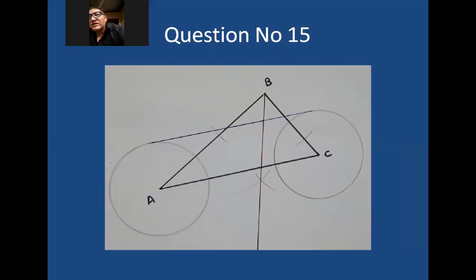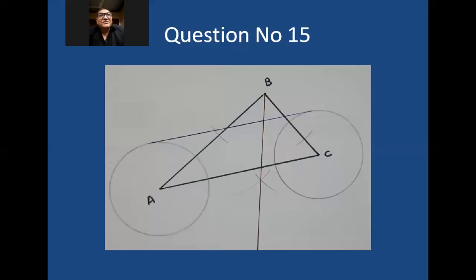So now the technique is very simple. If you want to draw a line which remains at a distance of 3 centimeters from AC, you take your compass, open it 3 centimeters, take A as the center and draw a circle, and then take C as the center and draw a circle of 3 centimeter radius. And then you draw a tangent. This blue color line is a tangent to both the circles. So this blue color line is basically 3 centimeters from this AC line.